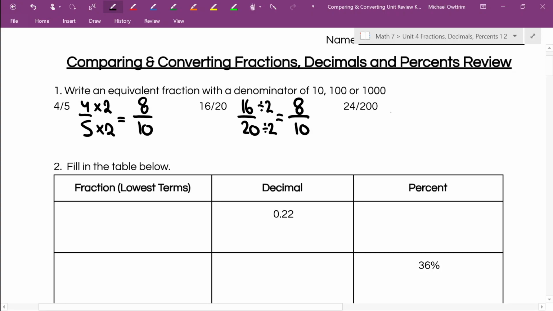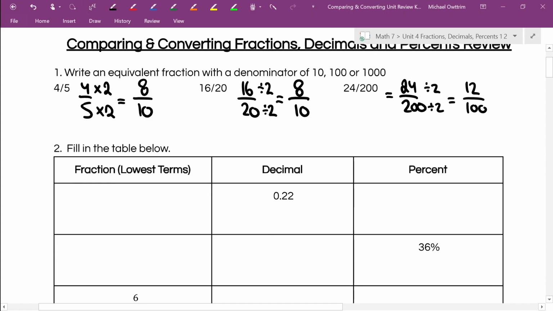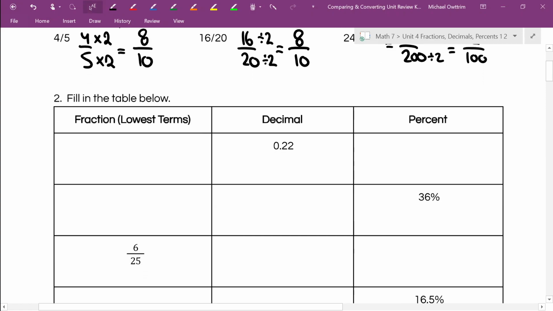With 24 out of 200, again, I have two options. I could take my 24 out of 200 and multiply it by 5 to make 1,000. 24 times 5 might be pretty tricky to do. I might need to long multiply for that, but I can also divide here. So 24 divided by 2 is 12, and 200 divided by 2 is 100. Okay, so those are our fractions with a bottom of 10, 100, or 1,000.